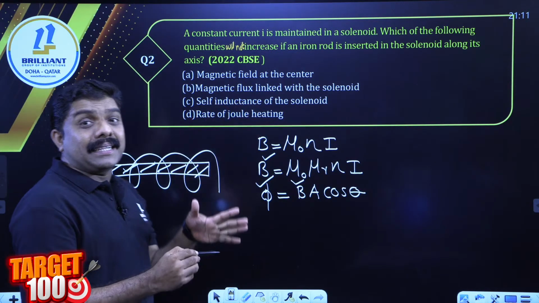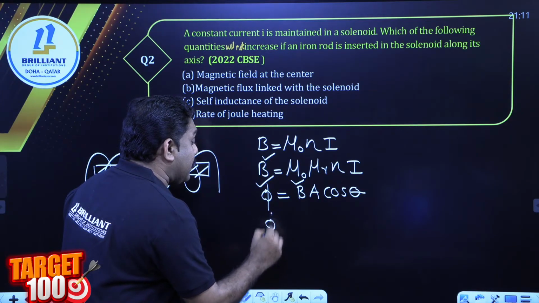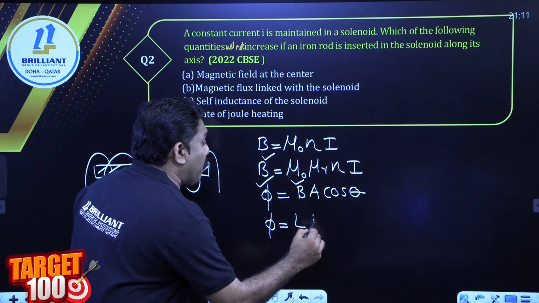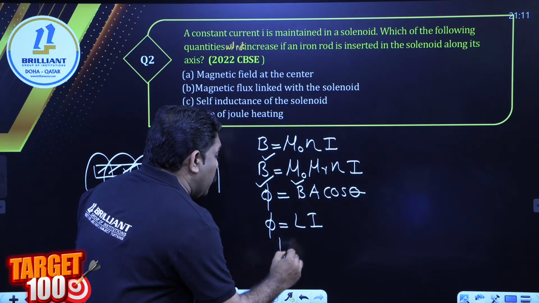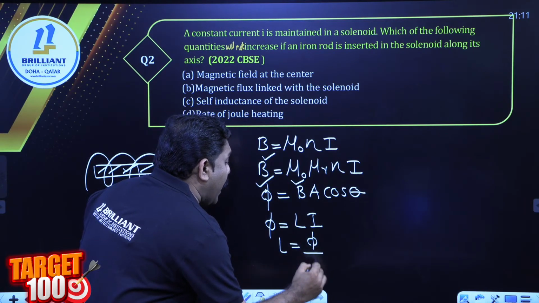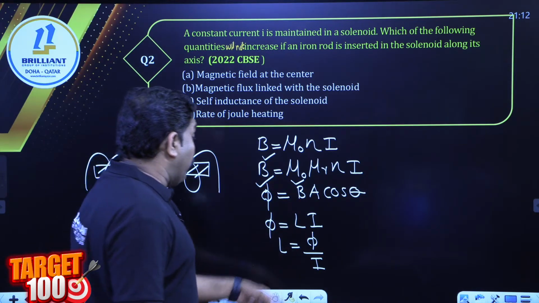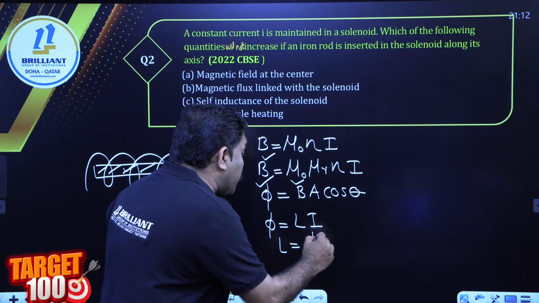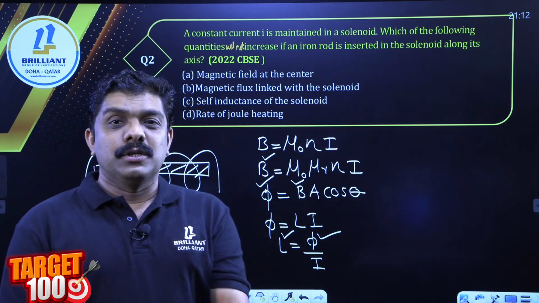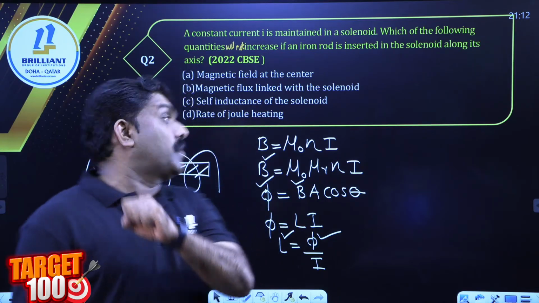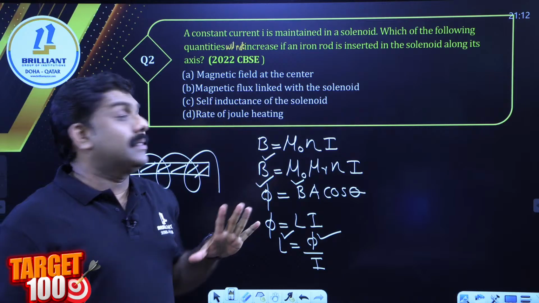Now the self-inductance of the solenoid. What is the equation for self-inductance? We studied phi is equal to Li. So L is equal to phi over I. The flux changes, so definitely the self-inductance also will change. So these three are definitely changing: field changes, flux changes, self-inductance changes.